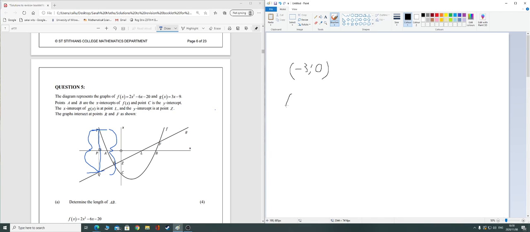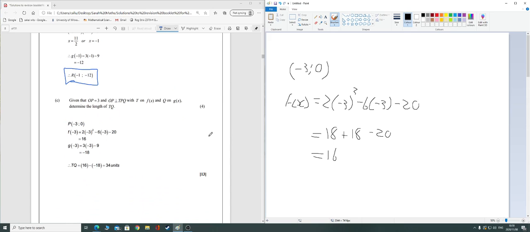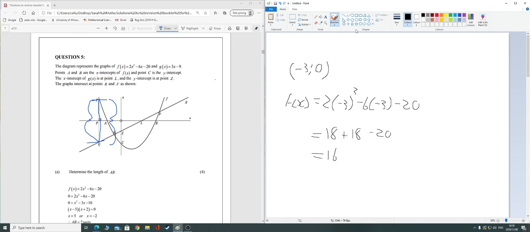Okay, so let's figure out the y value on the parabola. So we get (-3) squared minus 6 times -3 minus 20. Okay, so that is going to be equal to 9 plus 18 minus 20... let me make sure that's correct. Okay, the value at T, or actually the coordinate, is going to be -3, 16.